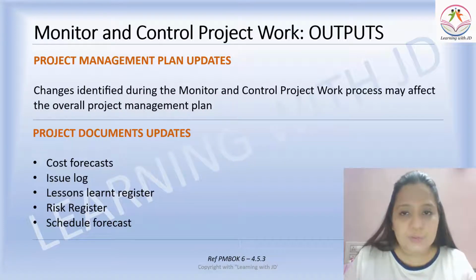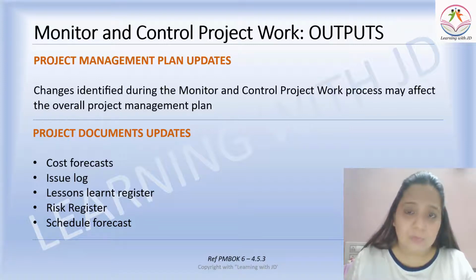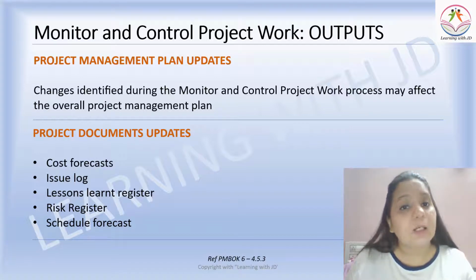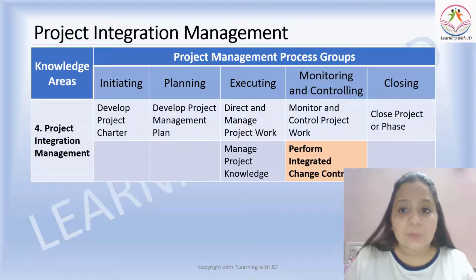Then let's see what the outputs of monitor and control project work are. The project management plan may get updated. There are certain documents that will impact the project management plan. Changes identified during the monitor and control project work process may affect the overall project management plan. Project document updates can happen. The cost forecast may change, the issue log may get updated, the lessons learned will be registered. So there are n number of documents, the risk register, schedule forecast. These are all the documents that may get updated. Yeah, so that's about monitor and control project work.